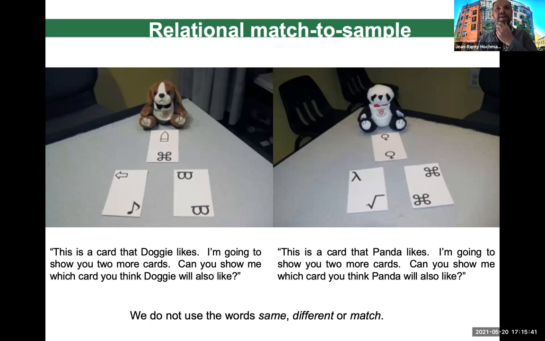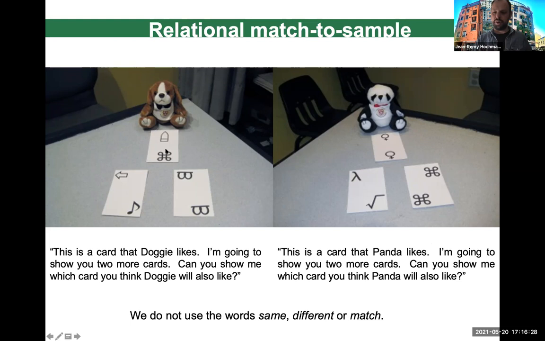The first version of the task was done this way. We introduced two puppets here, Doggy and Panda. And those puppets like certain types of cards. So if I show this card here, and I tell the kids that Doggy likes this card, I'm going to present two other cards and ask which of these two cards do you think Doggy will also like? Of course there's a rule here, which is that if Doggy likes a card where the symbols are different, he will also like another card where the symbols are different. And if Panda likes a card where the symbols are the same, he will like other cards where the symbols are the same.